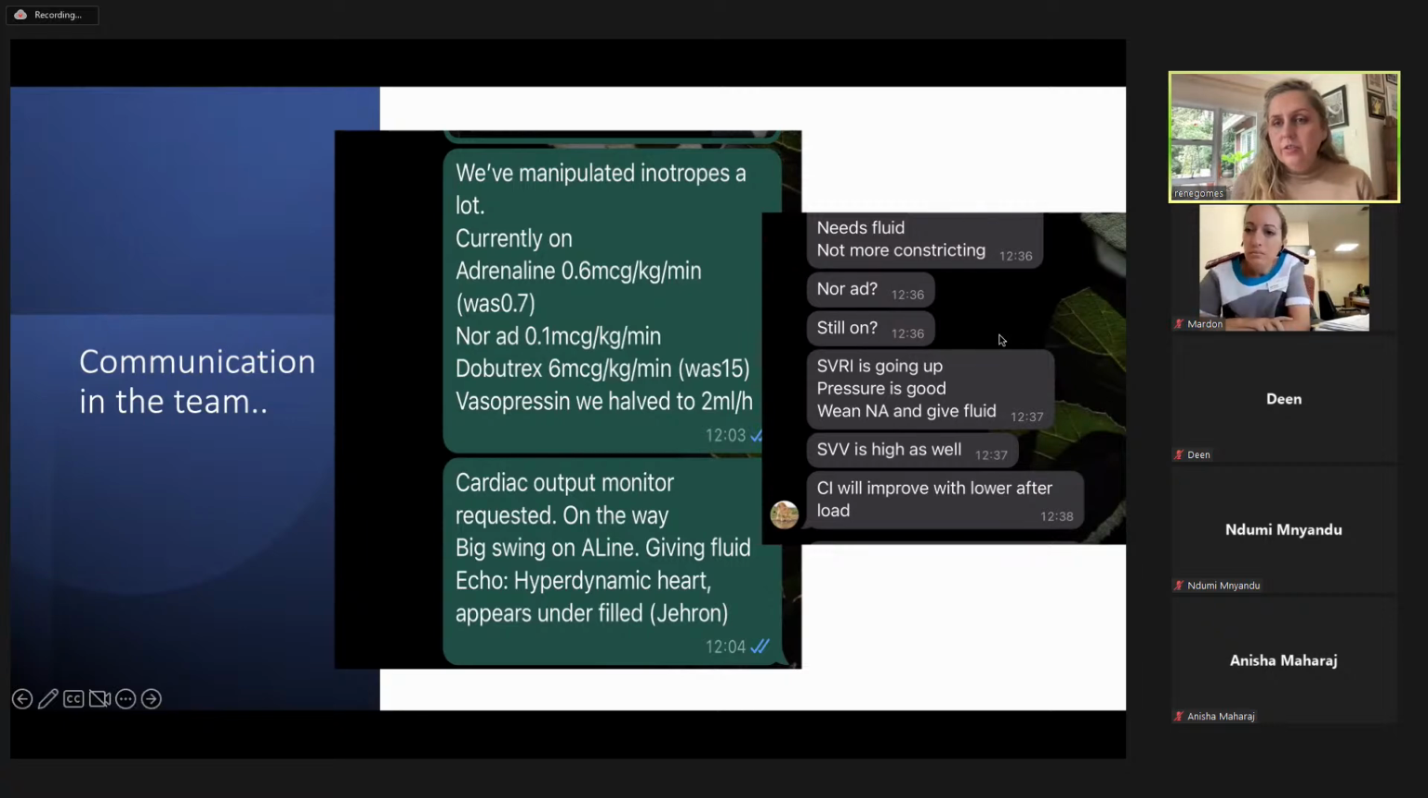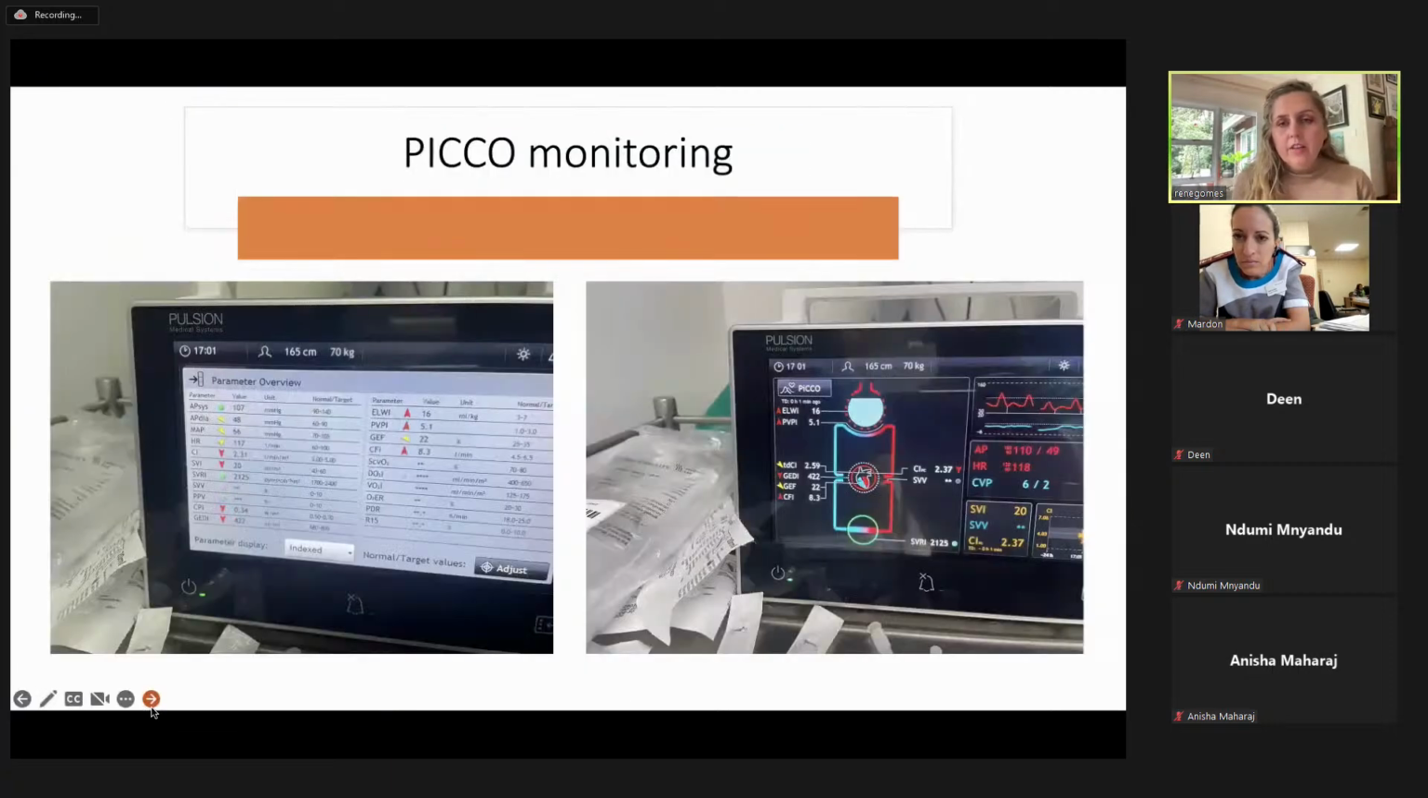Okay, so we also got communication from one of our other doctors: needs more fluid, not more constricting. Asking about the NOAD, and then you'll see this was actually a comment. We saw the SVRI was going up, and the SVV was also high, so many factors, and basically we needed to give fluid. Okay, so we got that on.